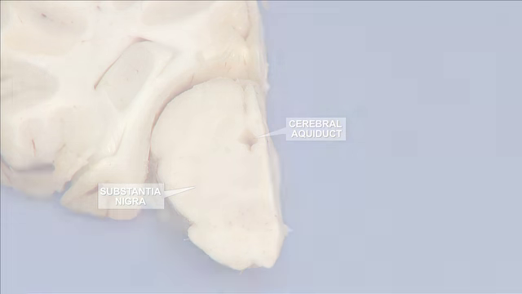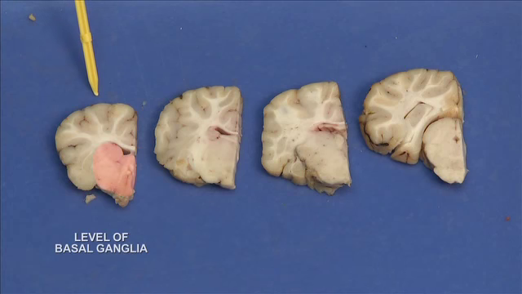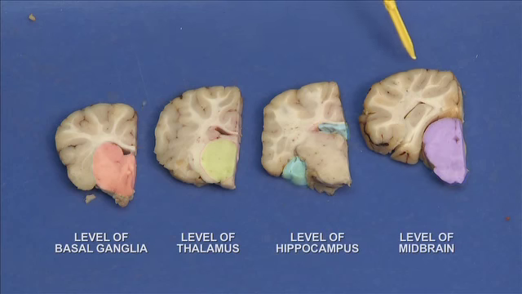basal ganglia. So in summary, in lab 2 we will cut coronal section of the brain at the level of the basal ganglia, thalamus, hippocampus and midbrain. This concludes lab 2 sheep brain dissection demonstration.